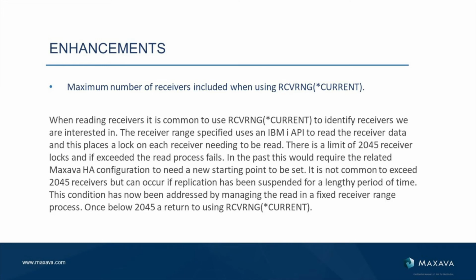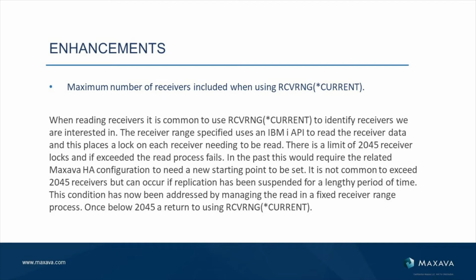Maximum number of receivers included when using receiver range *current. When reading receivers, it is common to use the receiver range *current to identify the receivers we are interested in. The receiver range specified uses an IBM API to read the receivers and place locks on all the receivers needing to be read. There is a limit of 2045 receiver locks, and if this is exceeded, then the read functionality will fail and we will not be able to process the data.